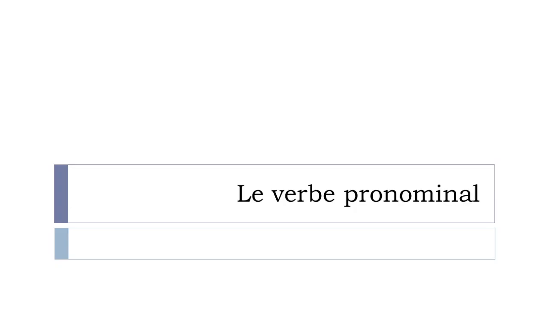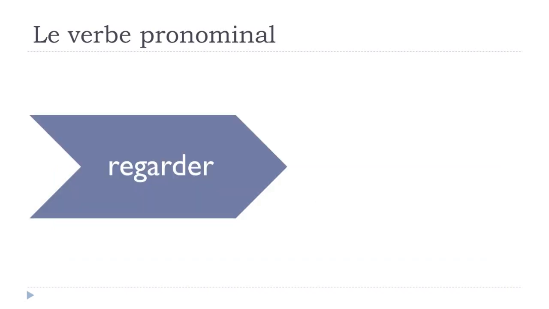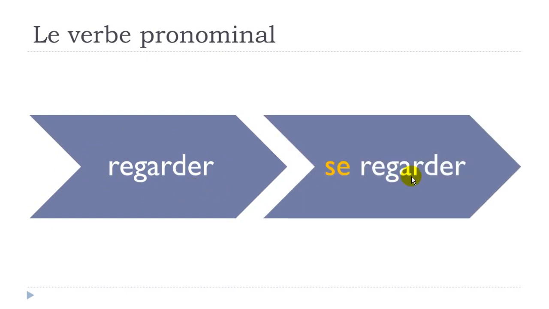Le verbe pronominal. So, what is le verbe pronominal? First we'll take an example. Regarder, to look, to watch. And then se regarder. In that case it would be to look at oneself. So that's the important thing about this verbe pronominal.